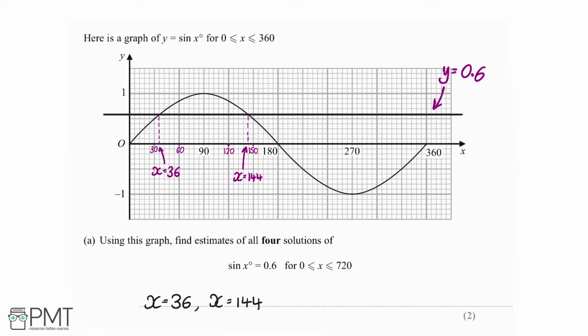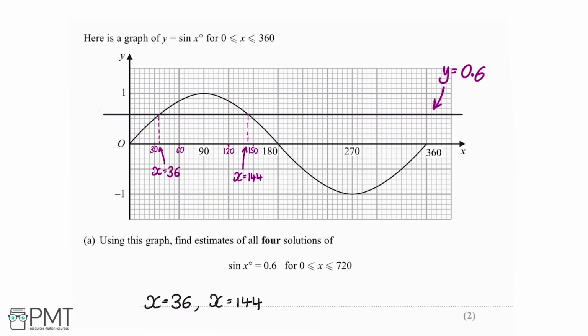Now this is the graph for sine x, and it takes this shape. And what actually happens is it repeats. So going on from here, it's going to do the same shape carrying on. So let's imagine that this line at y equals 0.6 carries on forever as well. Where is it going to intersect?